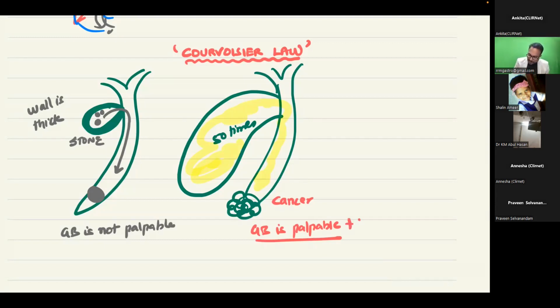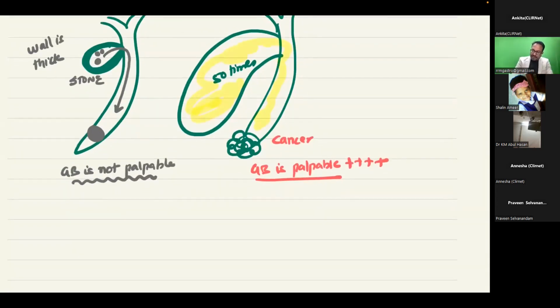So the gallbladder is palpable in a cancer, and not palpable in a stone. Gallbladder is not palpable in stone disease. Gallbladder is palpable in cancer disease. This is Courvoisier law. Telling this, Courvoisier has gone. He died and he disappeared.